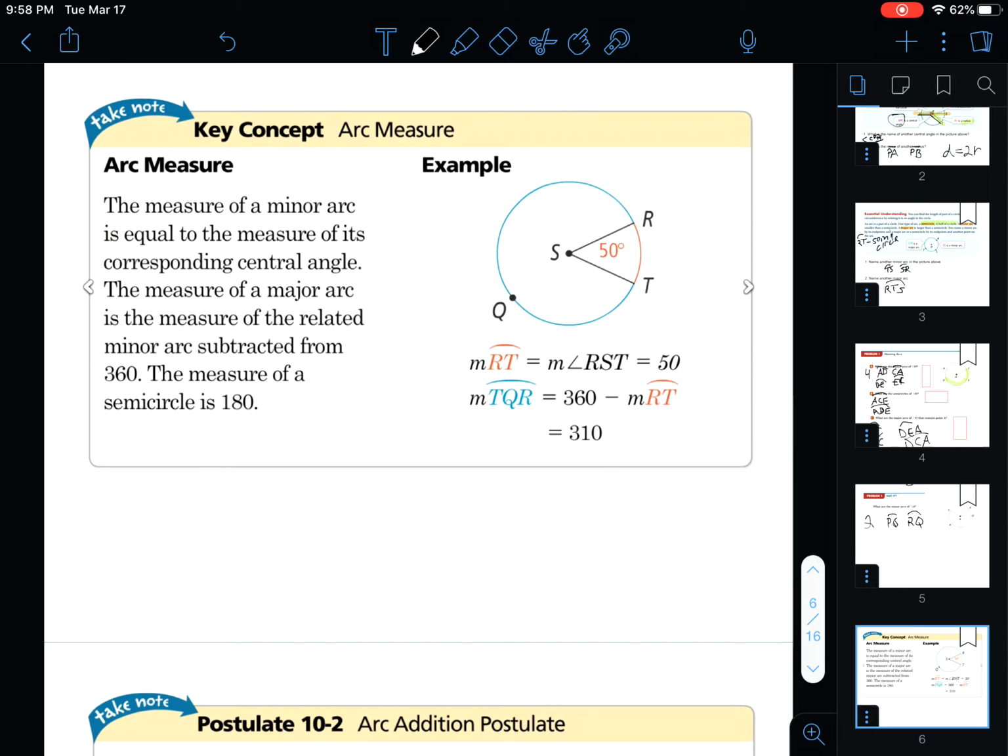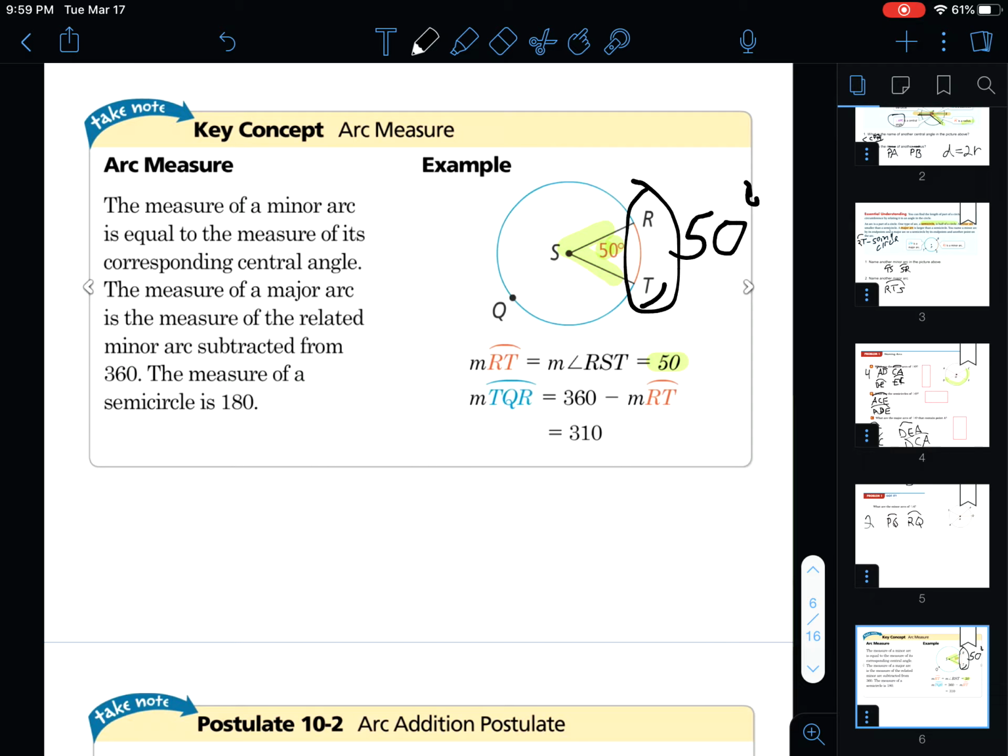Okay. Now the next one is the arc measure. The concept here is the measure of a minor arc is equal to the measure of its corresponding central angle. Now this is the minor arc right here. So arc RT is equal to the measure of this central angle, angle RST, and they're both 50 degrees. So if you came on the outside, this one out here is also 50 degrees.